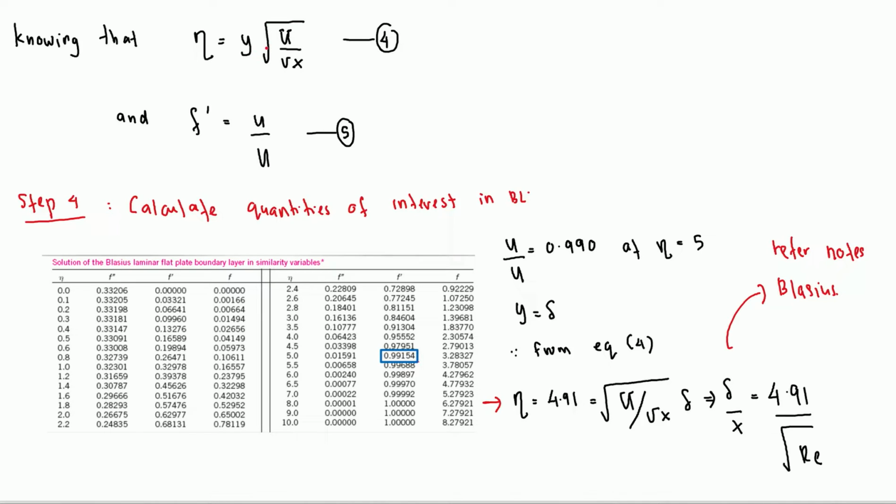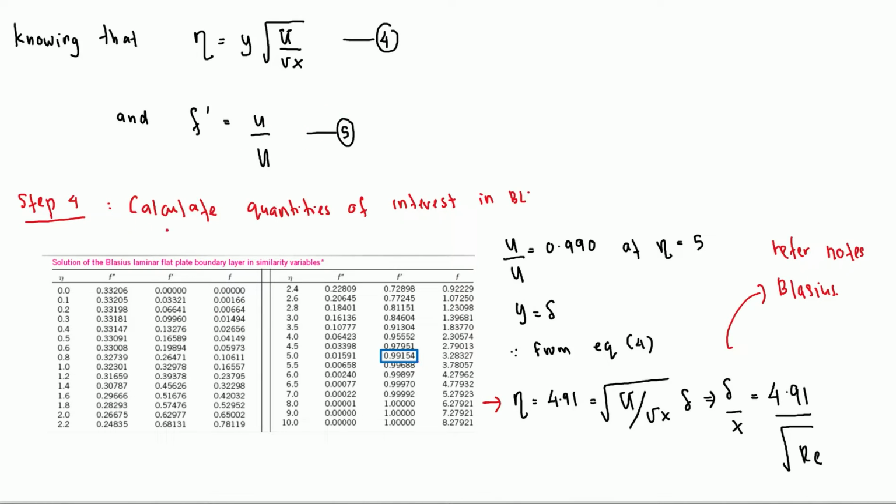This is square root of U over viscosity multiplied by x. This is equation number 4. And we have f prime. What is f prime? F prime is the ratio between local flow over uniform flow. This is equation number 5.